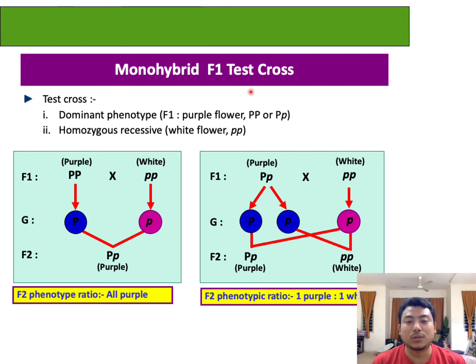We need to run a test cross. Kita kena test dia. Okay. So how do we do this test cross? We always do a test cross by crossing with homozygous recessive. That's why we have here the dominant phenotype, which is the purple flower, sama ada P besar atau P besar P kecil. Kita akan crosskan dengan homozygous recessive.